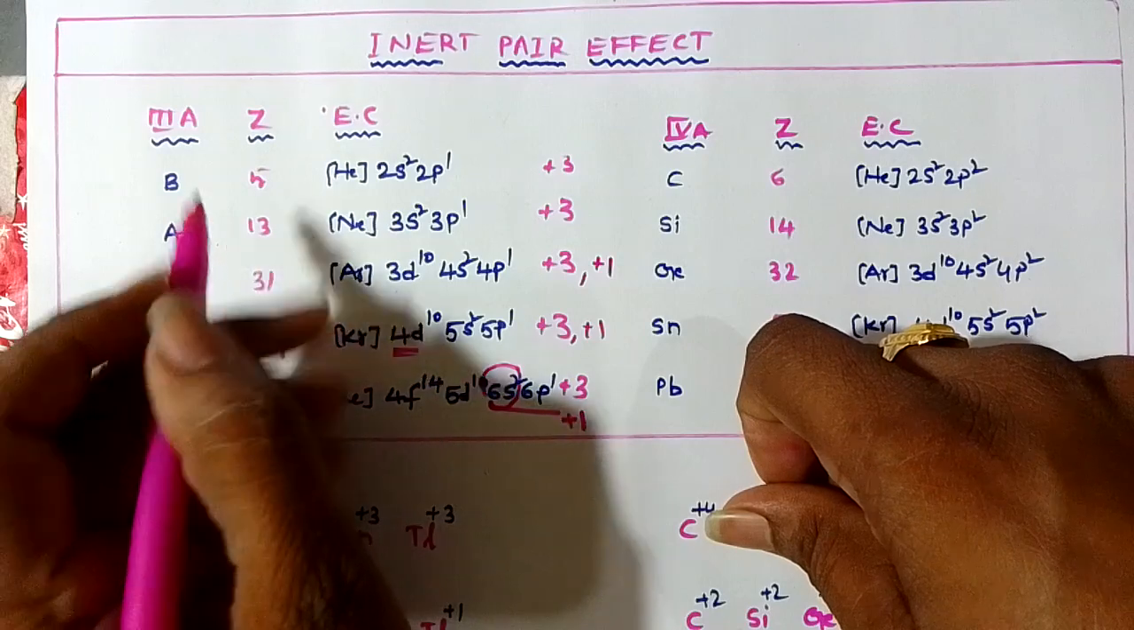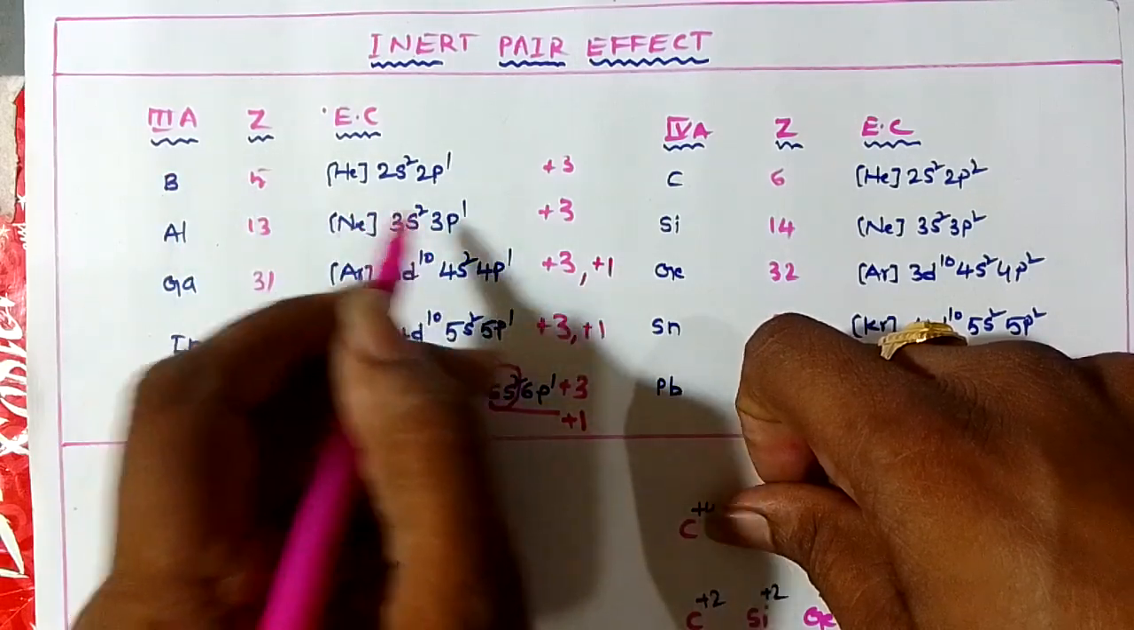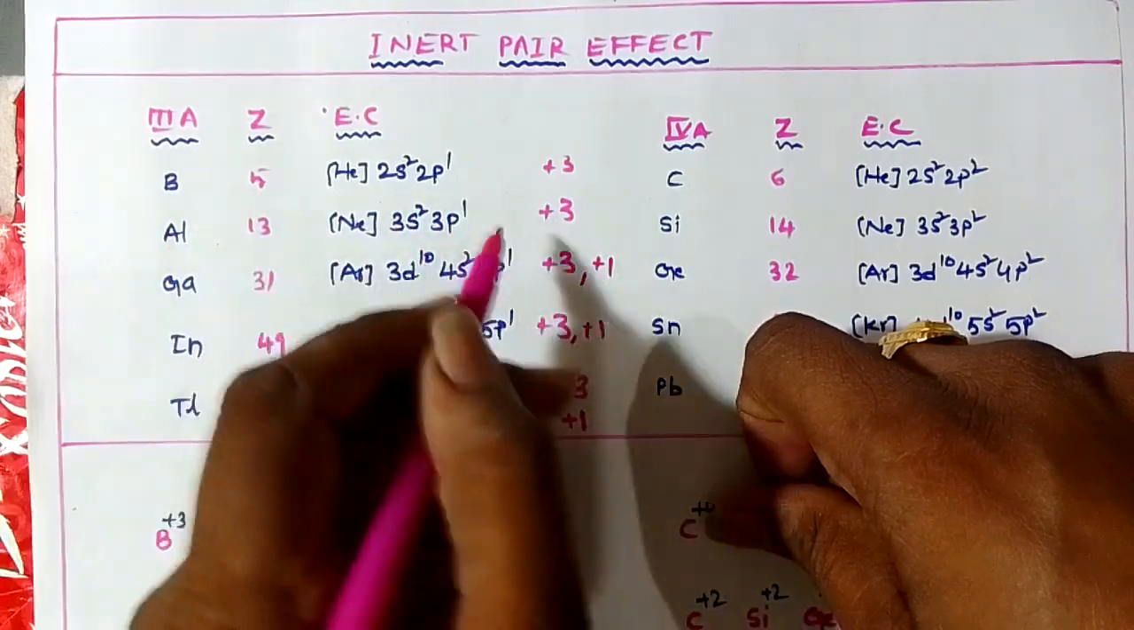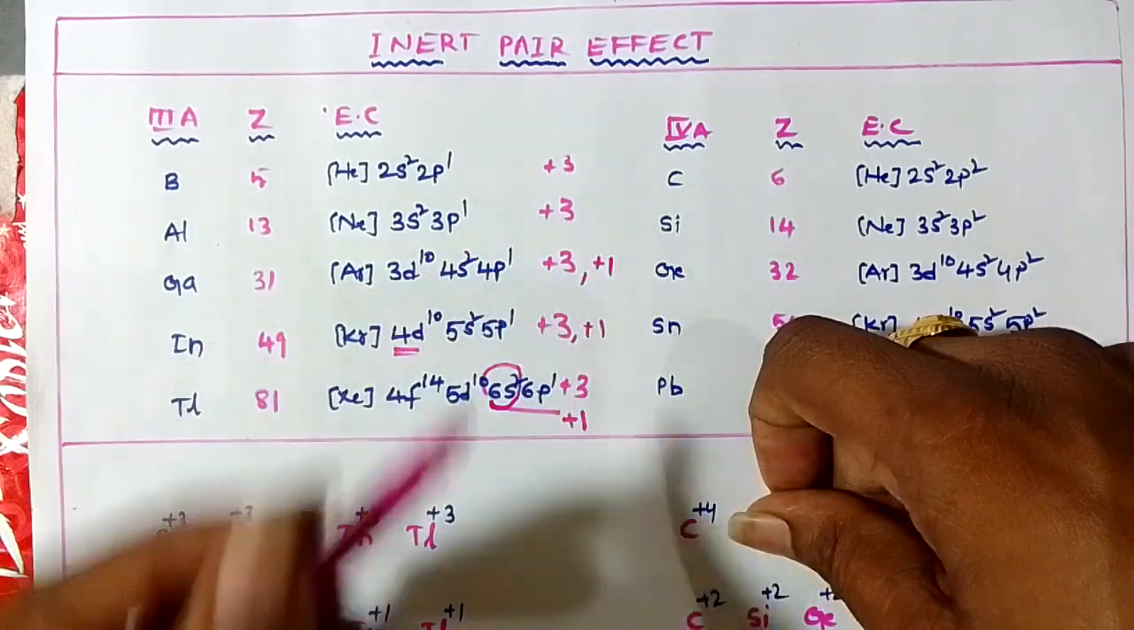Now coming to aluminum and boron. There are no d orbitals, there are no d electrons. That's why aluminum and boron cannot show inert pair effect. That's why these cannot form +1 oxidation state.